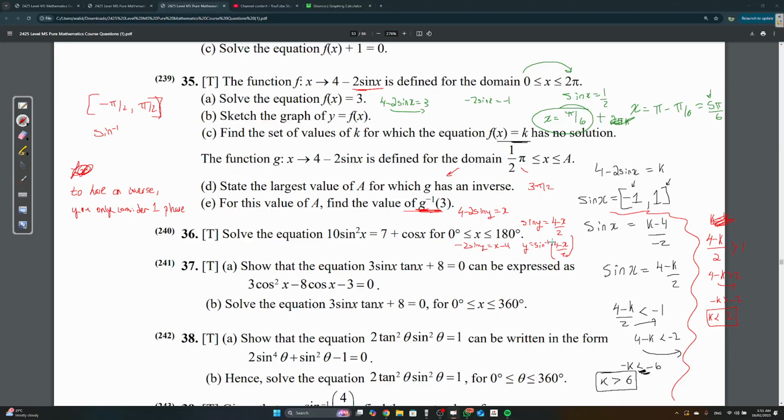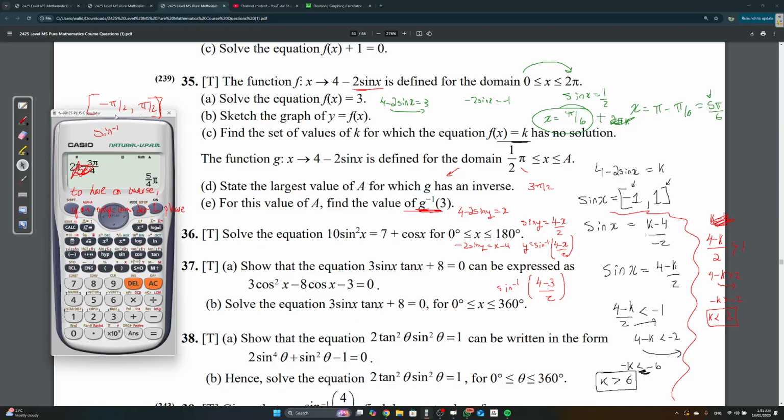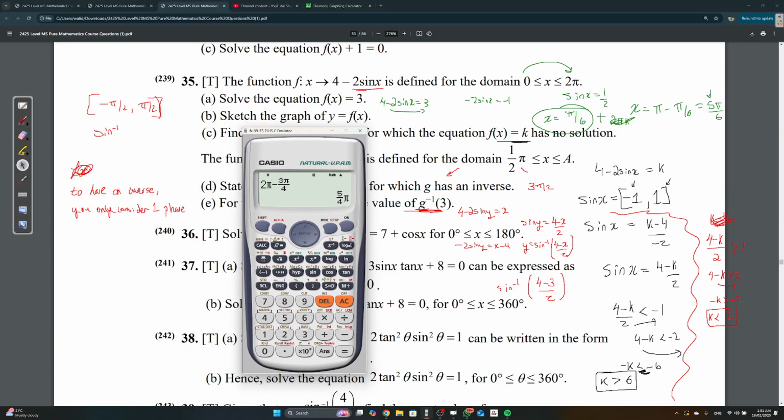So we want to do G inverse of 3. Plug in x as 3. So 4 minus 3 over 2, sine inverse. Sine inverse of this, shift sine, are we working in degrees or radians? 4 minus 3 over 2 is just half, by the way. You get pi over 6.